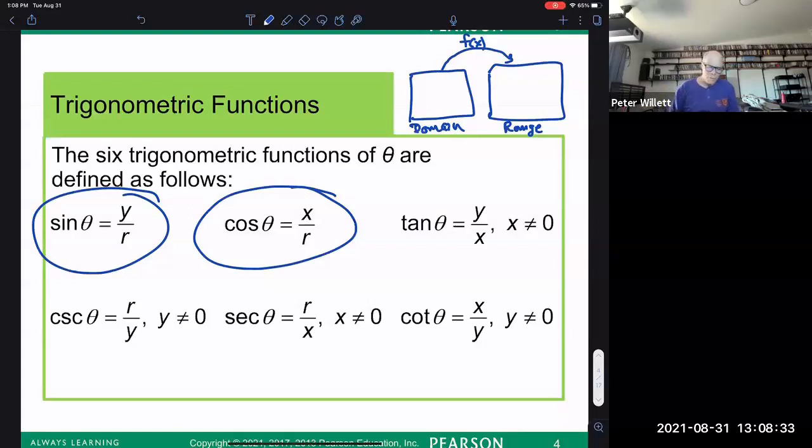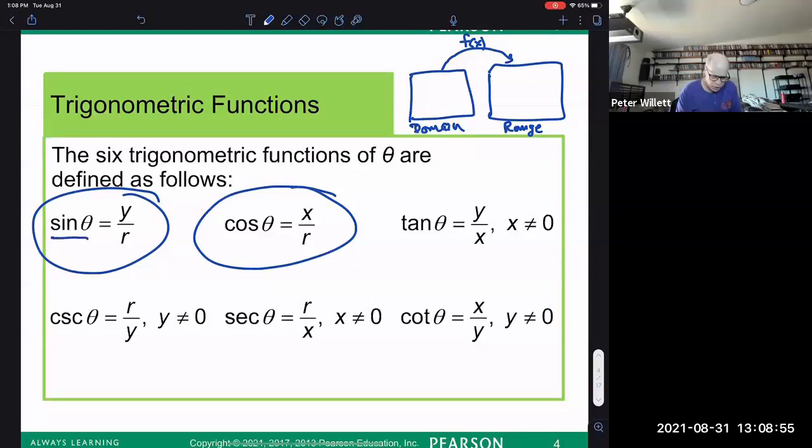So the first function we can look at is the sine, this S-I-N here, that's pronounced sine, and notice it has a theta next to it. So that's the sine function or the sine theta function. That's like saying the f function or the f of x function.